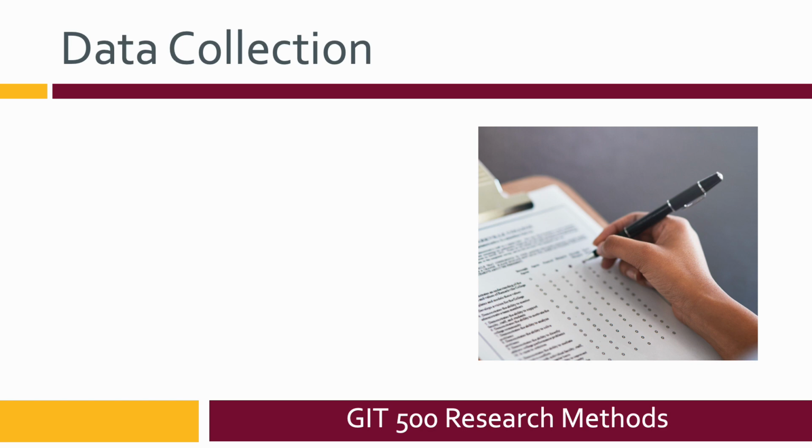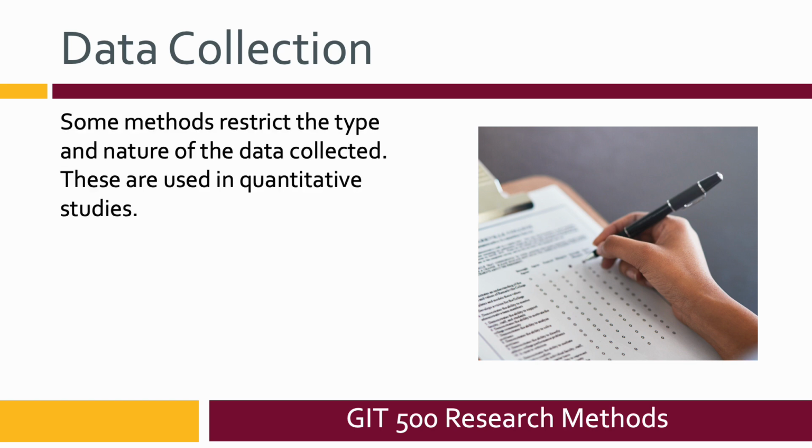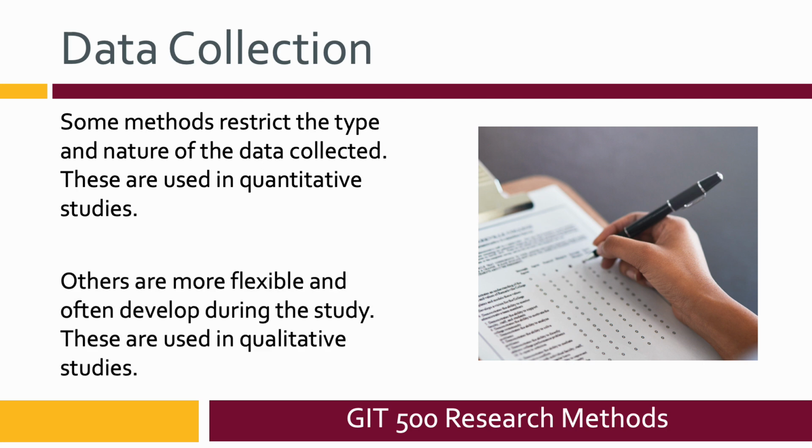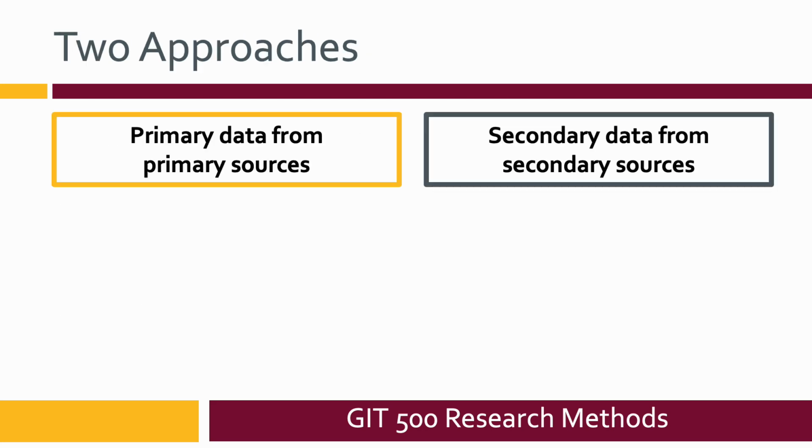Research really depends on data collection, so it's really important to get that part of the research exactly right, or as close to exactly right as you can. Some methods restrict the type and the nature of the data collector. These are used in quantitative studies, and then others are more flexible and often developed during the study, and these are used in qualitative studies.